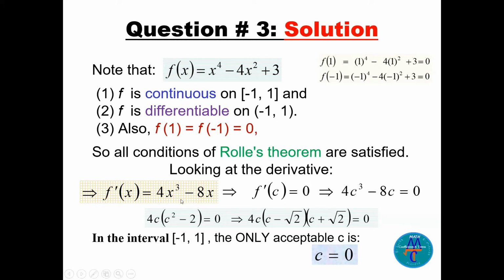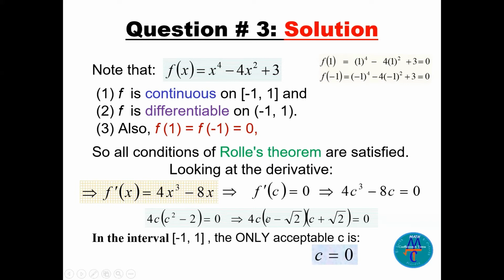Let's look at the derivative. F prime of x will be 4x cubed minus 8x. So f prime of c is equal to 0. So 4c cubed minus 8c is equal to 0. Take 4c as a common factor. 4c in the bracket, inside we get c squared minus 2. We can factor this more. So it will be 4c, c minus square root of 2, c plus square root of 2.